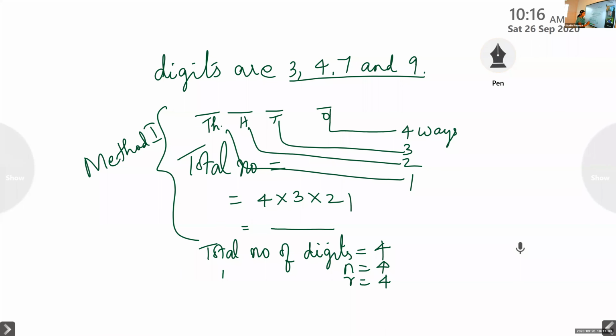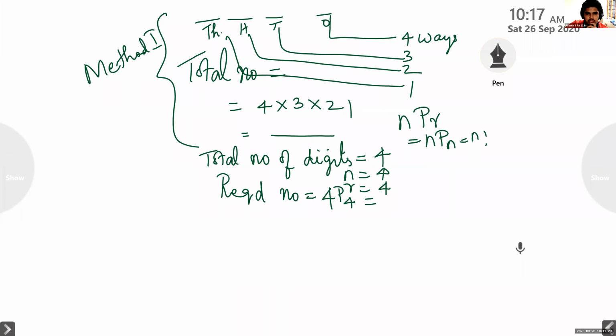So what is the required number? What is the total number of ways you can arrange? It is the same as 4P4. From n objects, suppose we arrange r objects, it is nPr. Here we are given 4 digits and we want to arrange all the 4 digits. So it is 4P4. What is nPn? n factorial.